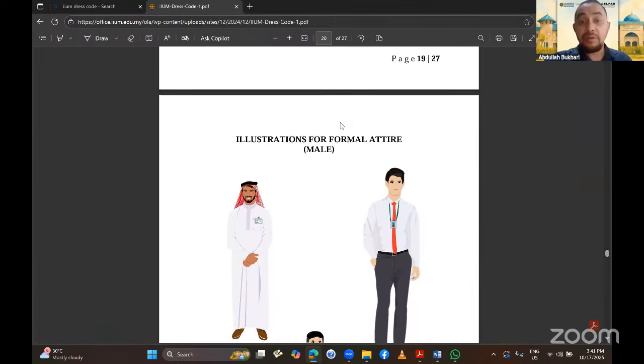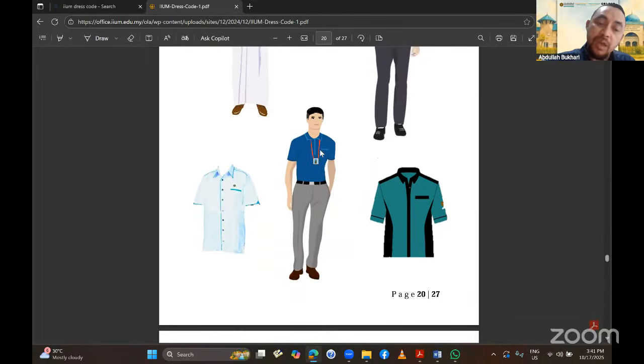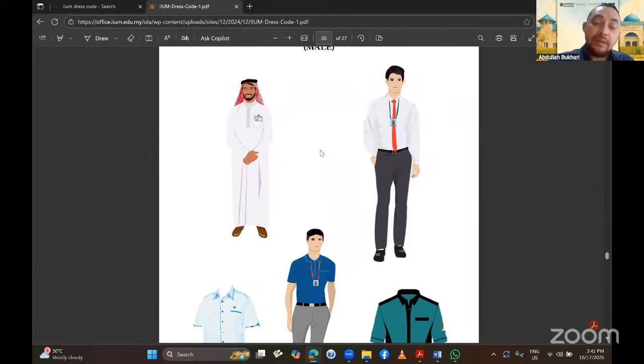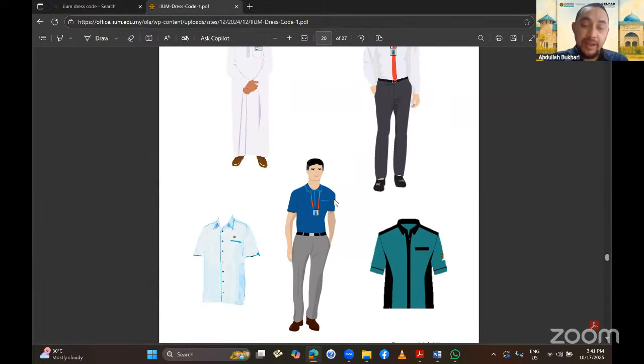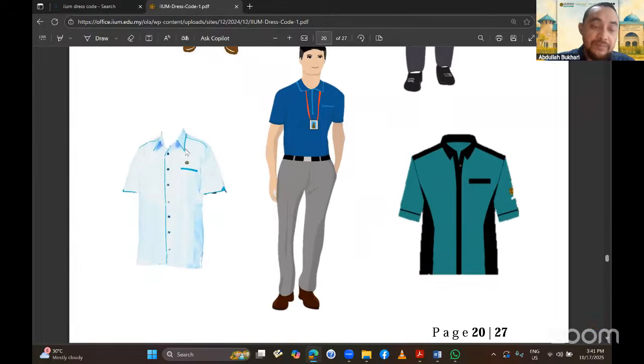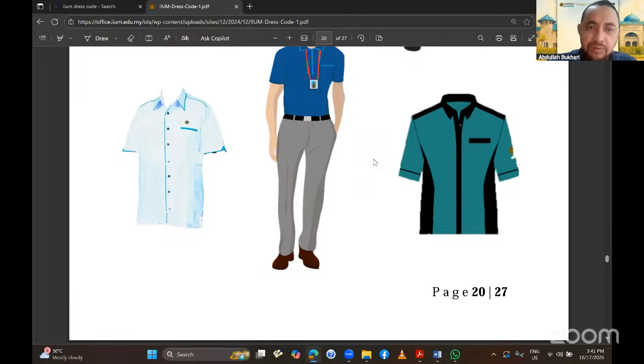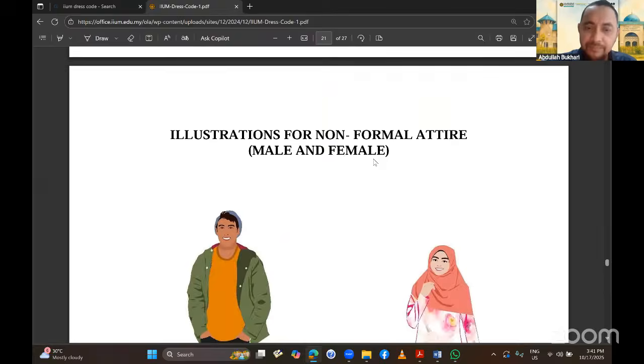You have to wash your dress code. Okay, this is the illustration. Actually, this can be found in the IIUM dress code. You can find it easily online. This is the illustration for formal attire, male student. You are not supposed to wear a round collar neck. The cloth you wear in this university must have this collar. Make it official, because you are the student of this university, a great university. We have our own dress code. So you have to comply with the dress code.